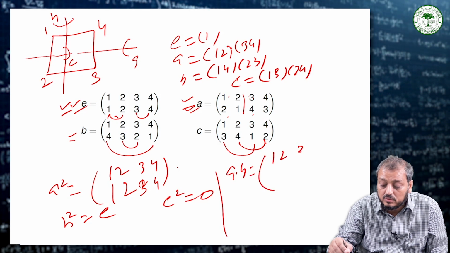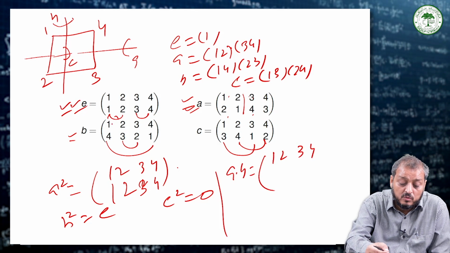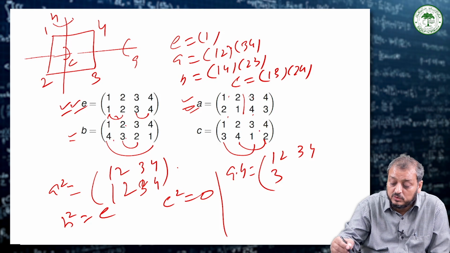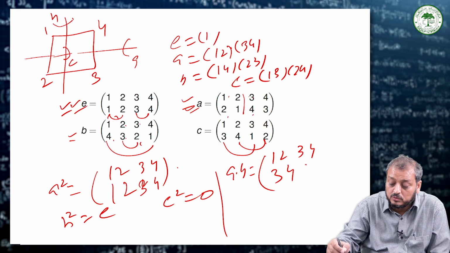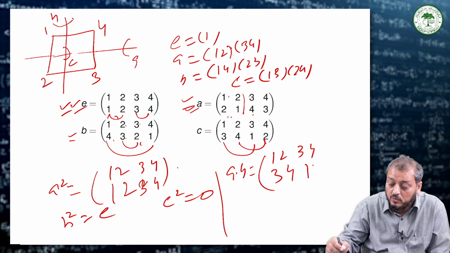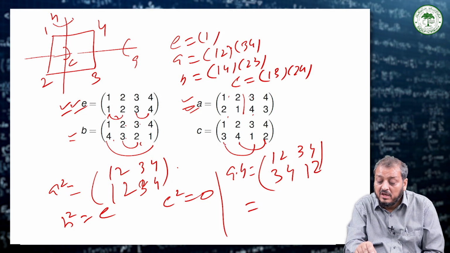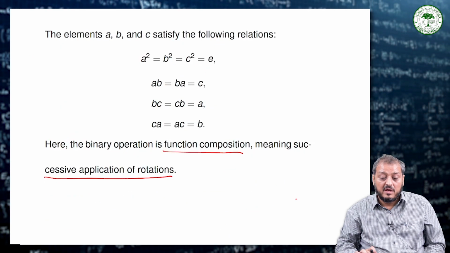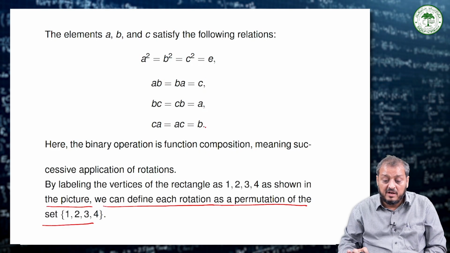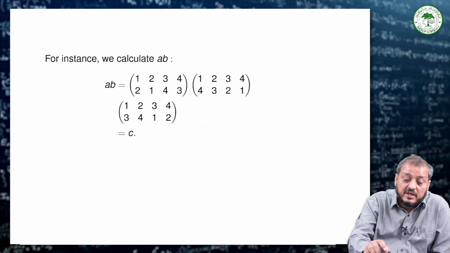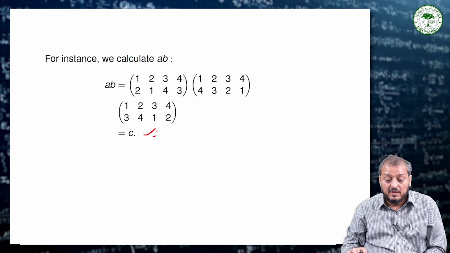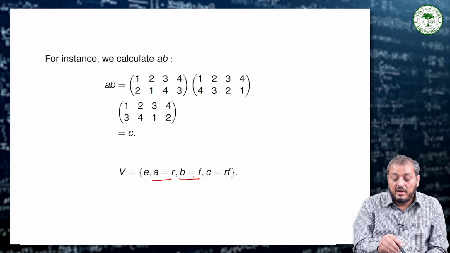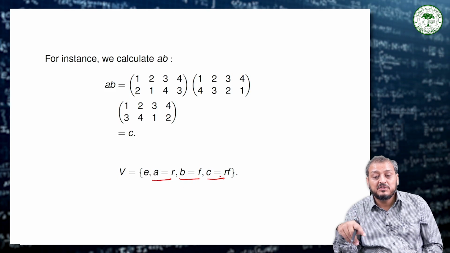We have 1 2 3 4. Now A composition B: 1 goes to 4, 4 goes to 3, 2 goes to 3, 3 goes to 4, and so on. You can see this is 3 4 1 2, which is equal to C. So this satisfies the conditions we wrote here. For instance, calculating AB equals C.